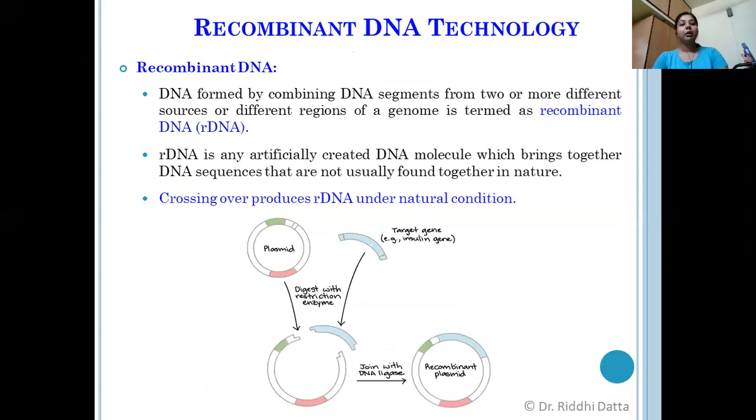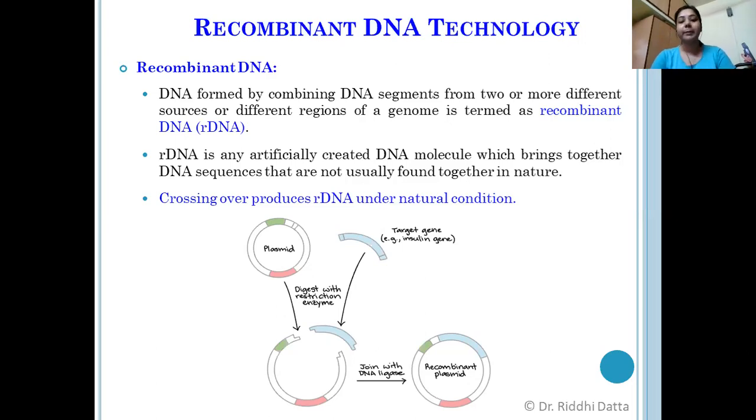Now, the first terminology that comes under this chapter is the recombinant DNA. So, what is a recombinant DNA? A recombinant DNA is any artificially created DNA molecule that has been synthesized by bringing together two or more different DNA fragments from two or more different sources. So basically, we are synthesizing a DNA molecule by joining together fragments of DNA from two or more different sources which are not normally present together in nature.